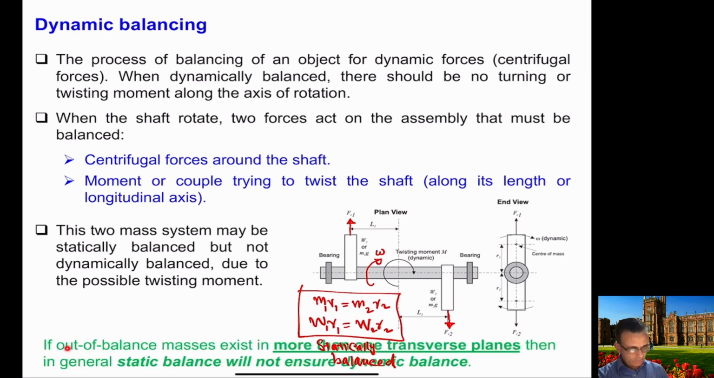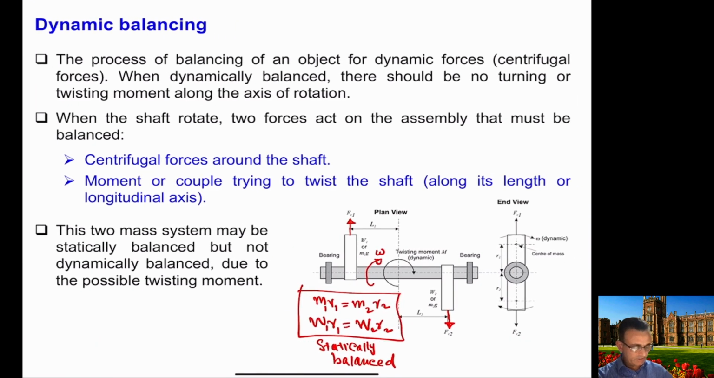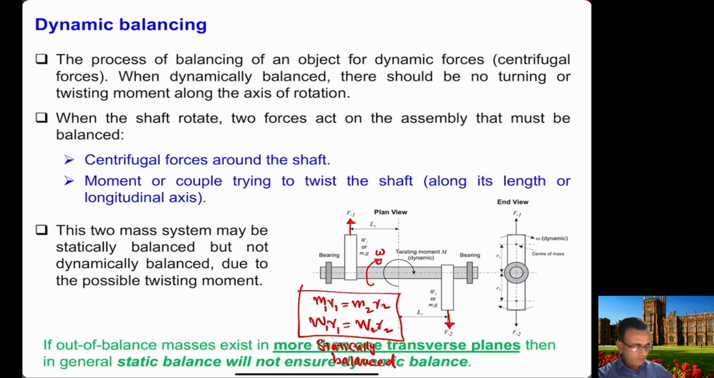So if out of balance mass exists in more than one transverse plane, then in general static balance will not ensure dynamic balance here.